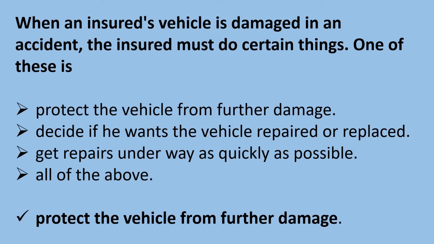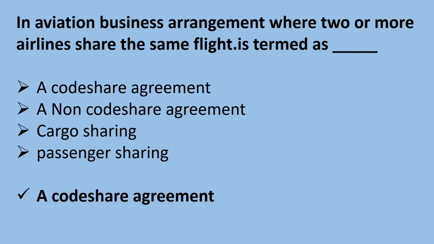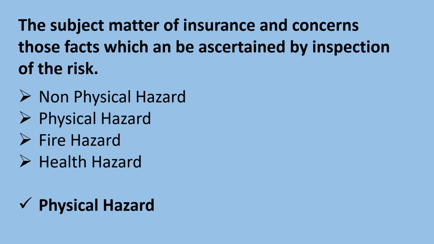When an insured vehicle is damaged in an accident, the insured must do certain things. One of these is that, as far as possible, he should try to protect the vehicle from further damage. In aviation, a business arrangement where two or more airlines share the same flight is termed a code-sharing agreement. The subject matter of insurance, concerning those facts which can be ascertained by inspection of the risk, is the physical hazard.